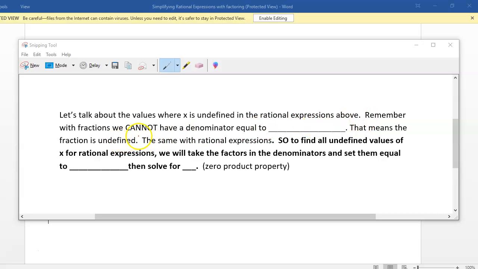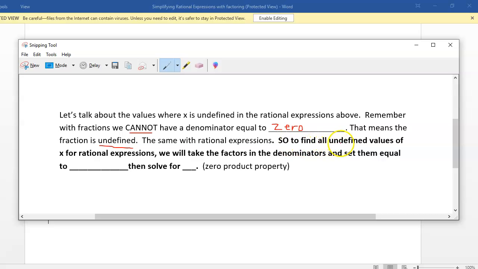If we talk about the values where x is undefined in a rational expression above, we need to remember some things about fractions. Okay, in fractions, we cannot have a denominator equal to 0. Okay, we can never have a 0 in the denominator. That means the fraction is undefined. Okay, you'll get error, this can't happen. The same with rational expressions.